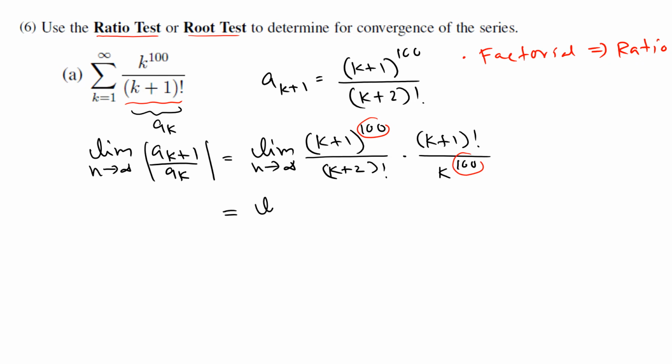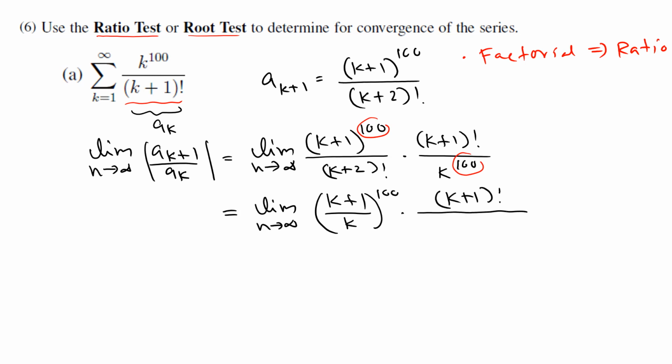So let's write it. It's a limit as n goes to infinity. In the factorial, let's try the first one. We can combine these two into (k plus 1 over k) to the 100, and then the factorial terms, (k plus 1) factorial and (k plus 2) factorial. You can write it like that. We pull the first term out and write the rest. The rest is simply (k plus 1) factorial. You only pull the first term out. That's a trick. Now you can see that these two get cancelled.